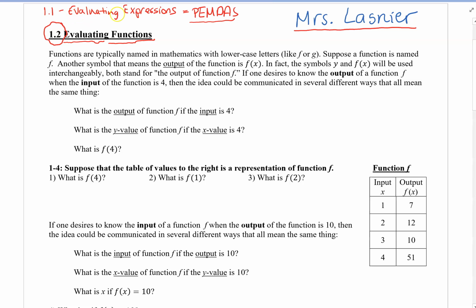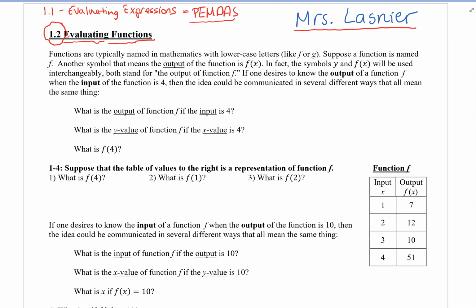So we'll be doing a lot of the same stuff you did in Section 1.1, but in a context related to functions. So we're also going to show you several representations of a function in this outline and how you would evaluate in that representation.